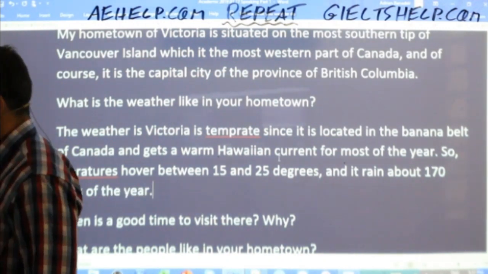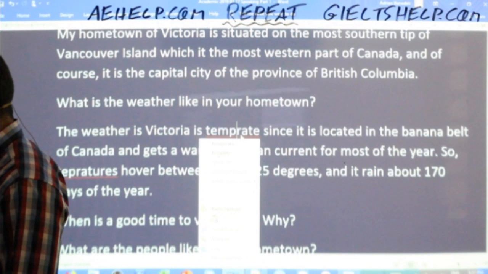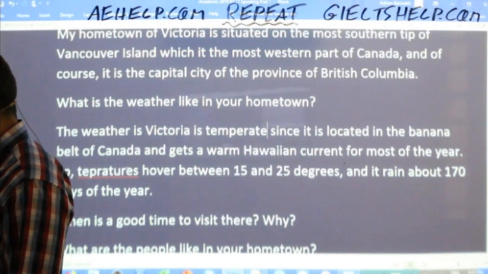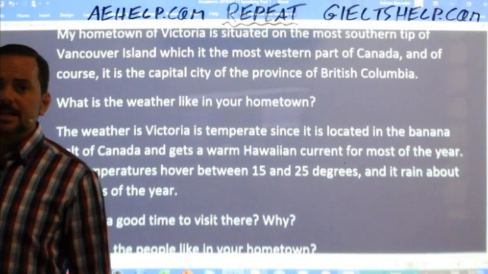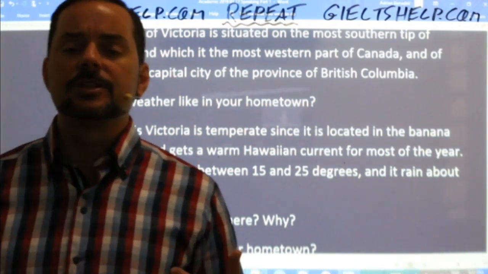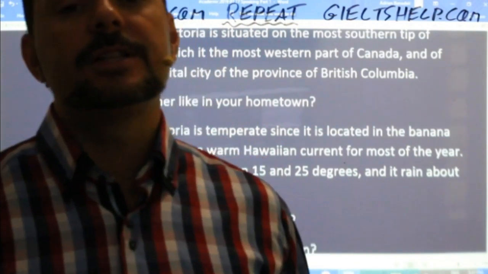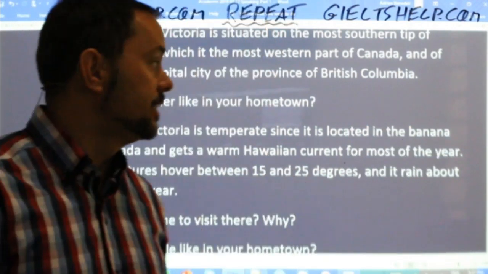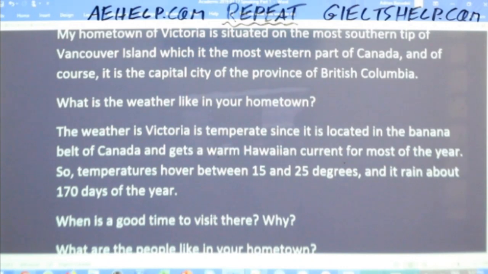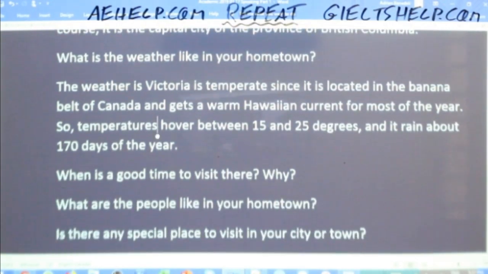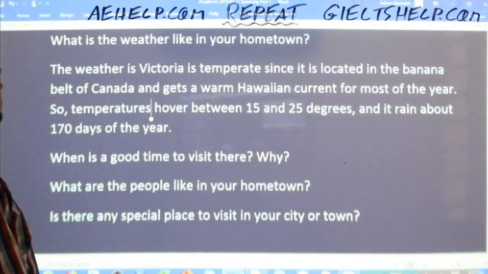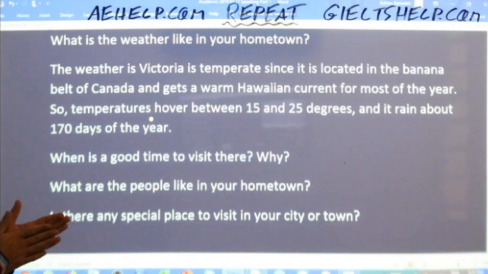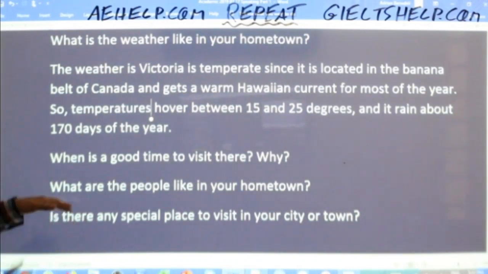All right. So again, quantitative language and using a good range of vocabulary is important to get those higher band scores. Victoria, it's a very southern part of Canada. So believe it or not, Victoria, Vancouver in the city, there are years when we do not see snow. Most people would not guess that for Canada, because Victoria and Vancouver are in the banana belt of Canada, as we call it. So here's the answer.